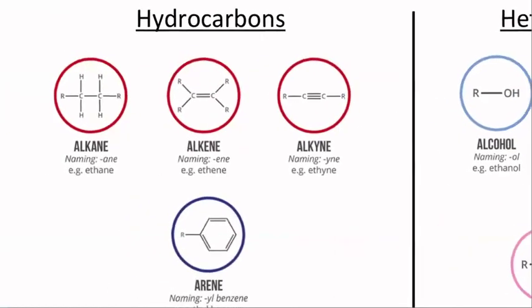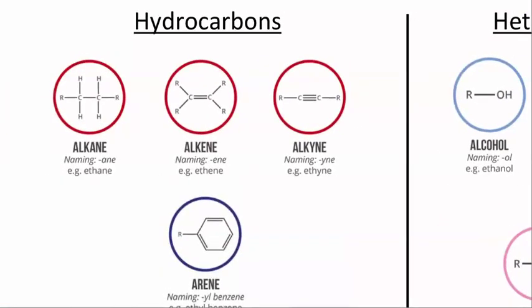Let's start by looking at the family of compounds that are known as hydrocarbons. If a molecule is known as a hydrocarbon, then what that means is that you can only find carbon and hydrogen atoms in the molecule. There are four members for these functional groups. We have an alkane, which means that we have carbon atoms connected to each other by a single bond. We also have single bonds to hydrogens.